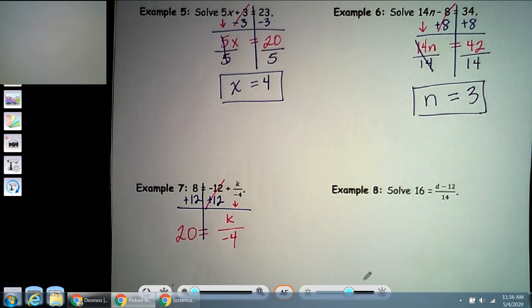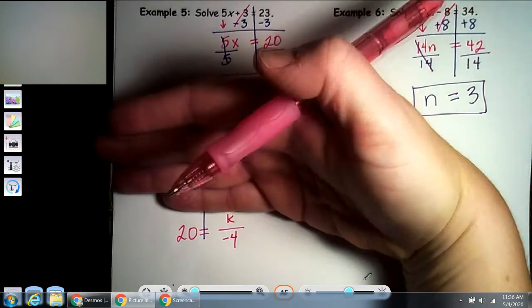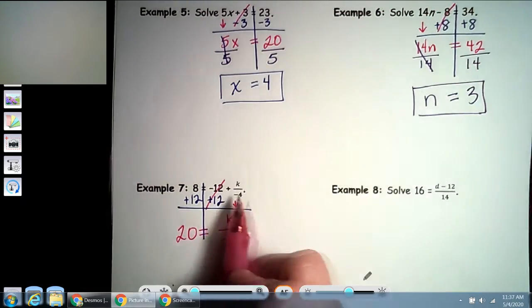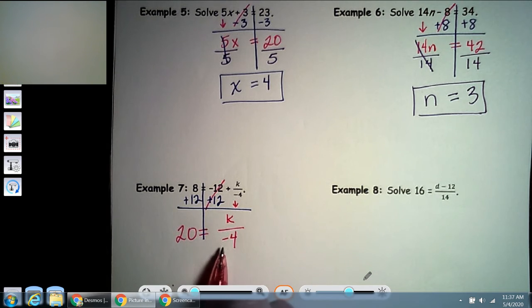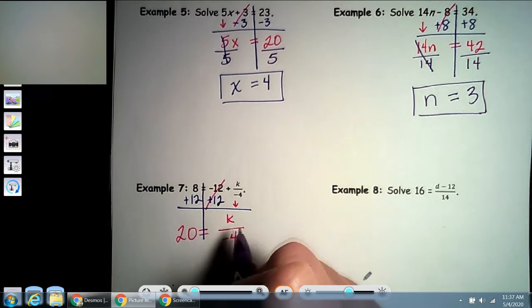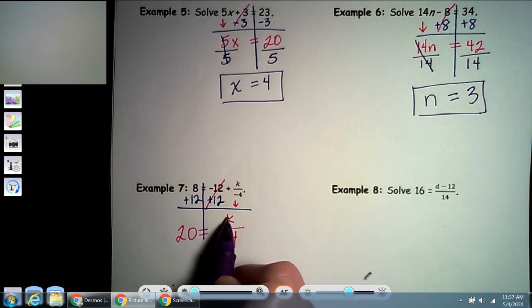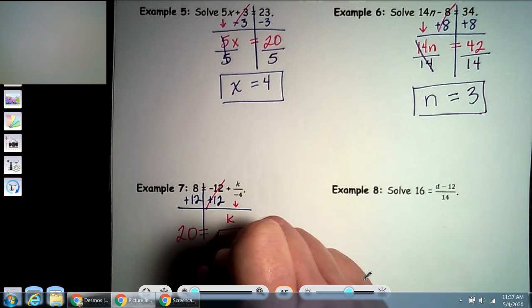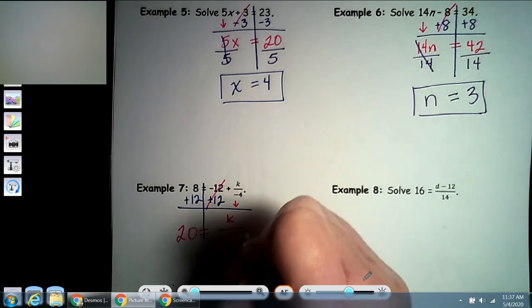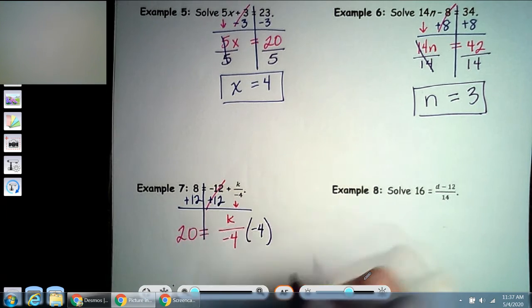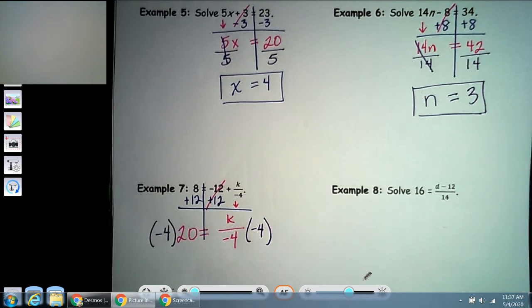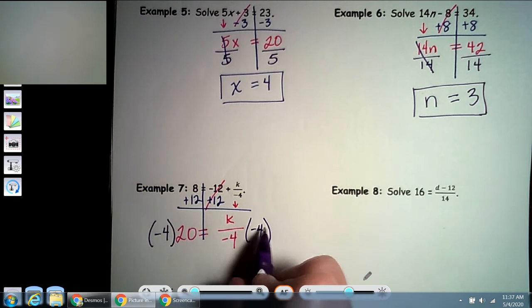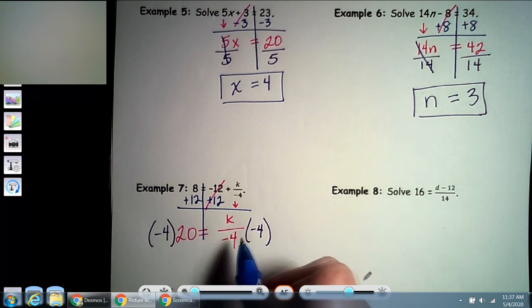Okay. So now we're partway there. Forget about the fact for a second that this is a fraction and a negative and that makes us nervous. That's okay. But what do we want to isolate? Well, we want to isolate the k. So what operation is happening here? This is k divided by negative 4. The opposite of dividing is multiplying. So we're going to multiply by negative 4 on both sides.